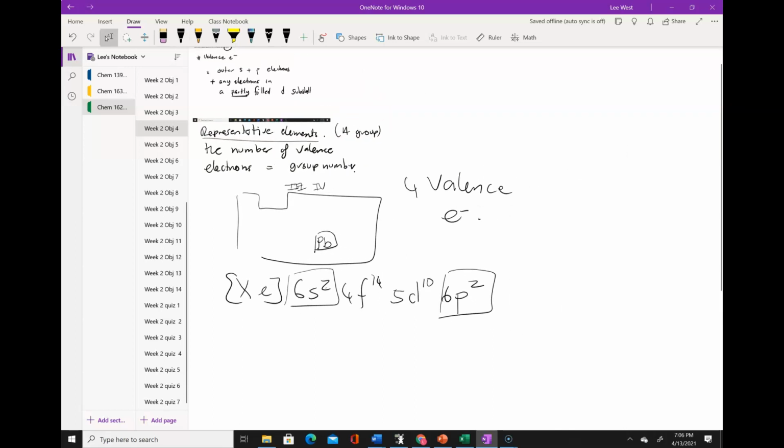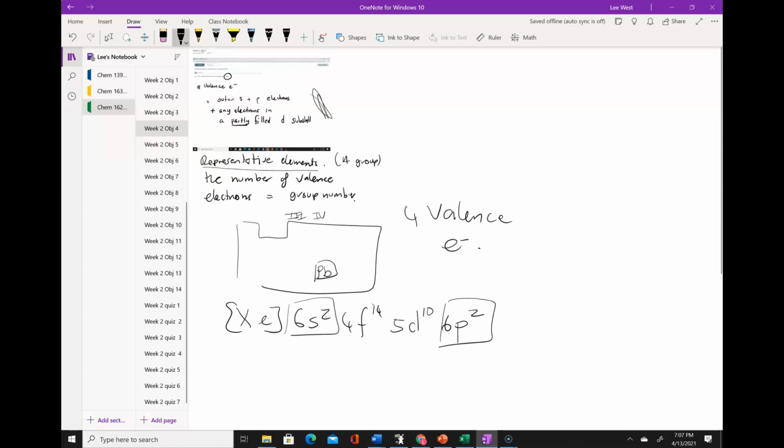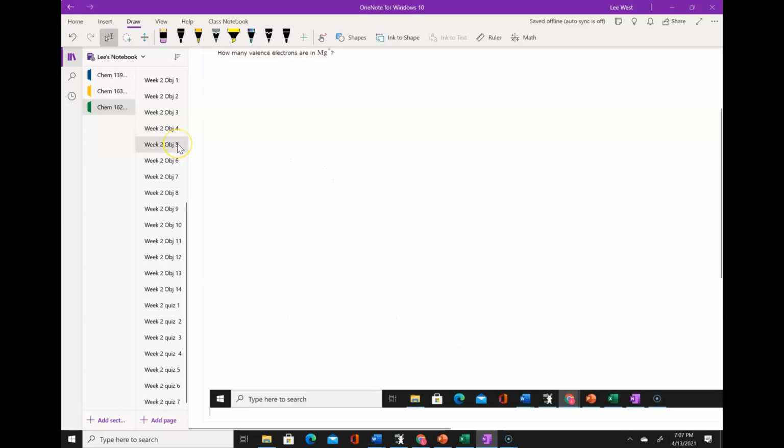So even if you write out the outer electron configuration and you add it up according to this rule, you're going to get the same as if you just use the group number for an A group. So, you know, either way works just fine.